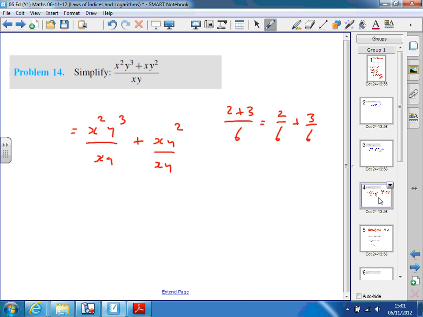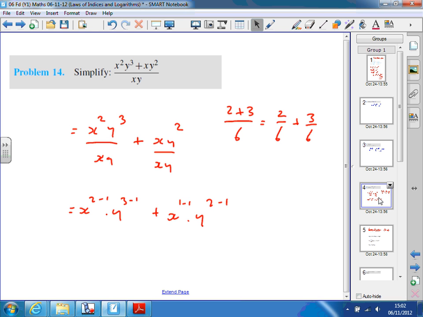Because we're dividing these x's, it will turn out to be x to the power 2 minus 1, because in division we subtract the powers. Y's 3 minus 1, plus, again, x to the power 1 minus 1, which is just 0. In other words, x to the power 0, which is just 1. And then y to the 2 minus 1.